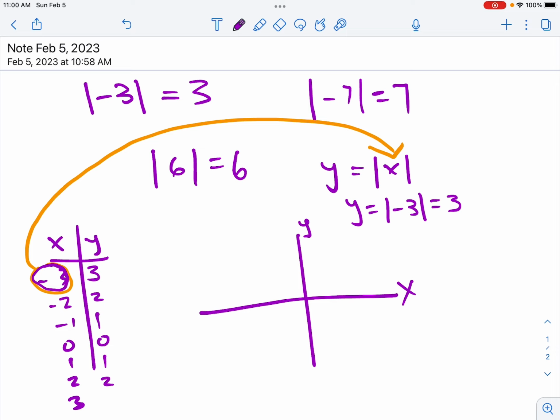Then 1, 2, 3. So when we graph this, we have the point -3, comma, +3, -2, -1, 0, and you end up with this V shape. So that's the absolute value function. It looks like that, V. Now let's do some transformations with this.